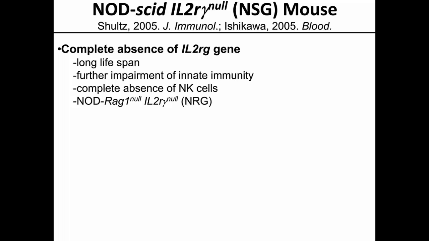Now, the NSG mouse has a complete absence of the gamma chain. They now have a long lifespan because there is a defect in IL-2 signaling. These mice no longer develop IL-2-dependent thymic lymphomas. There are also further impairments in innate immunity compared to the NOD-SCID, and probably the most important is the complete absence of natural killer cells, probably due to the lack of IL-15 signaling, which is critical for NK cell development.